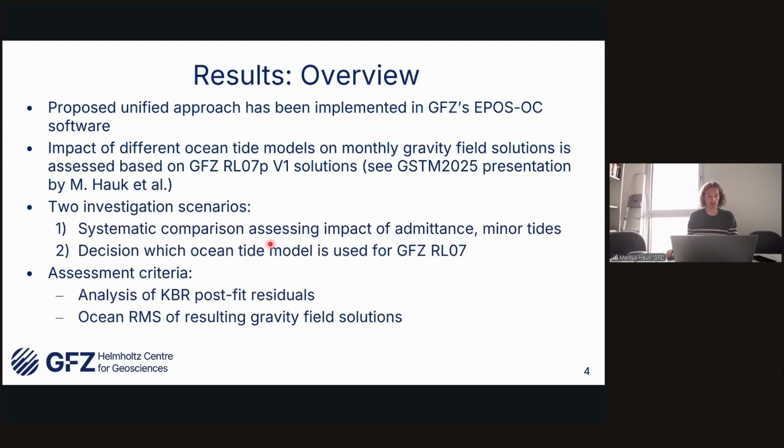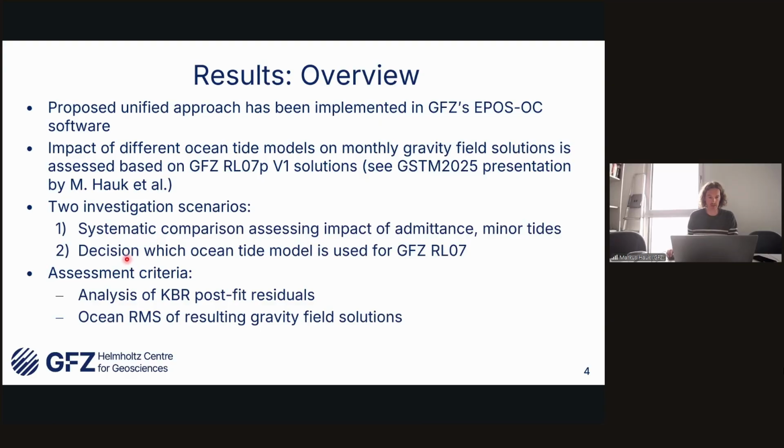Some results that we have investigated. At GFZ, we have implemented this new approach in our software and tested the impact of different ocean tide models based on our Release 7P solutions, which I already mentioned before. We made two investigations. The first one is the systematic comparison, and the second one is how we decided which ocean tide model we used for Release 7.